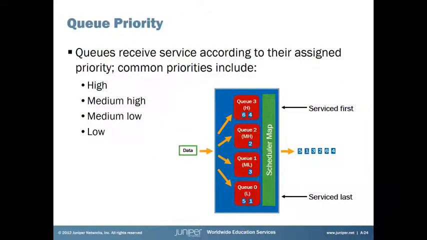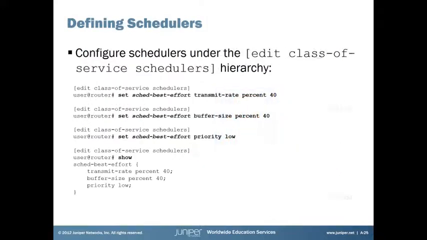Okay, so we can have a queue priority here. So here we have, according to their assigned priority, so common priorities are high, medium-high, medium-low, and low. So that's essentially a prioritization of one queue over another queue. So there we are with our 4 queues, each with their different priorities. Service first, service last.